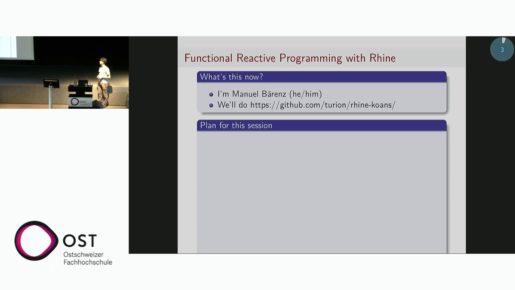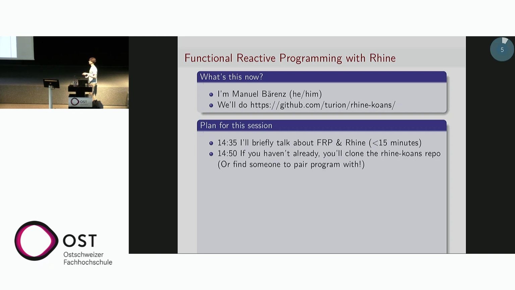Now it works. What we'll do is we'll clone this repository here. We've prepared some material for you where you can work through it and program some of it yourself. The plan for the session is, I'll talk about FRP, Functional Reactive Programming, and the Rhine library a bit. I hope to keep it under 15 minutes. I might take longer, we'll see.